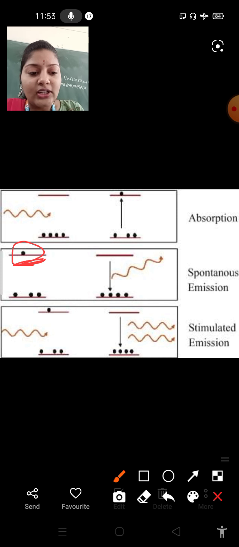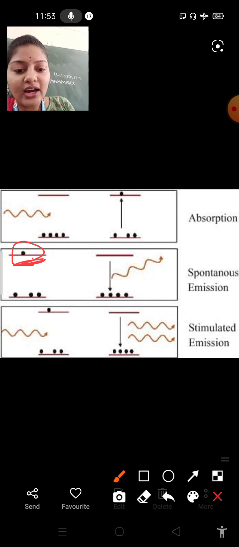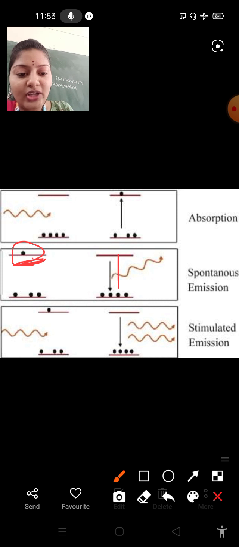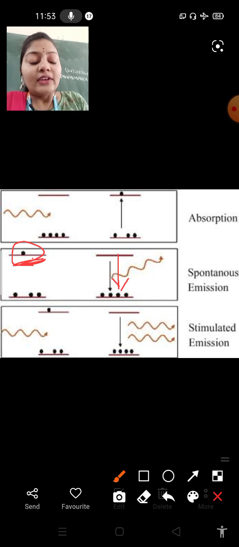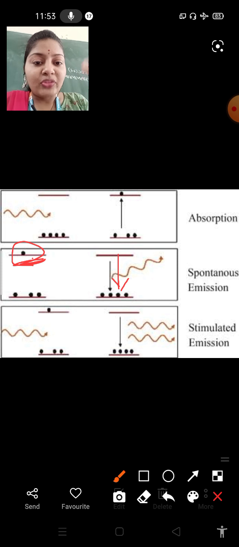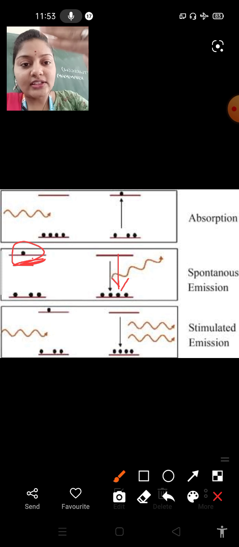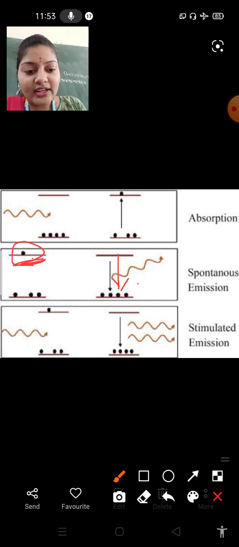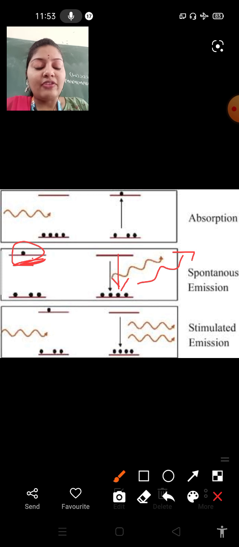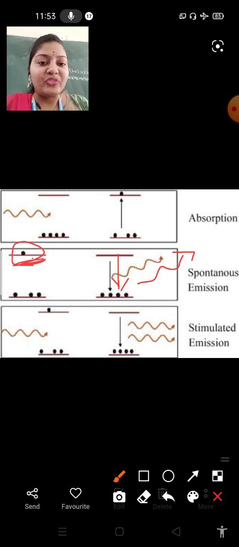So that is spontaneous emission. In this case, the atom in the excited state comes directly to the ground state without supplying any energy. But whenever the atom comes from the excited state to the ground state, it will release some amount of energy, like we are seeing in this diagram. This is about spontaneous emission.